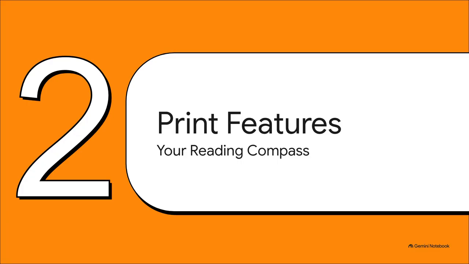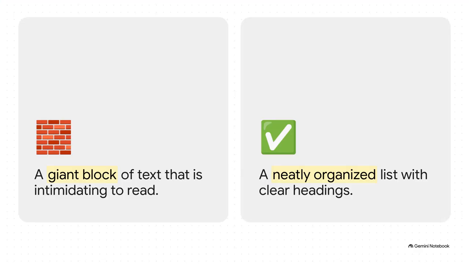Moving right along to Section 2, Print Features, your reading compass. And this brilliantly illustrates why headings are such an absolute game changer. Think about it. A giant, unbroken block of text is super intimidating, isn't it? It's hard to know where to even start. But by simply adding a bold heading that says something like benefits of vegetables and breaking that information down into a neat list, the author has given you a compass. Notice how much easier it is to quickly scan and understand organized information. Headings organize facts for quick scanning and basically prep your brain for exactly what you're about to learn.